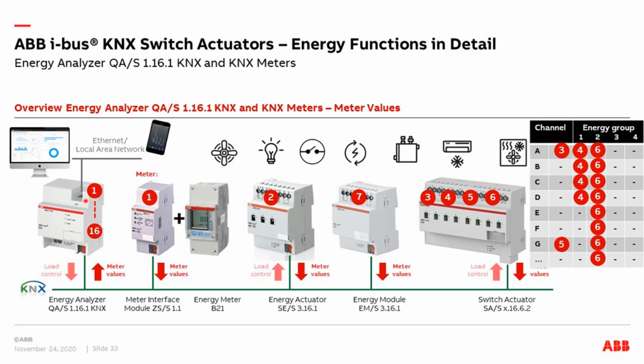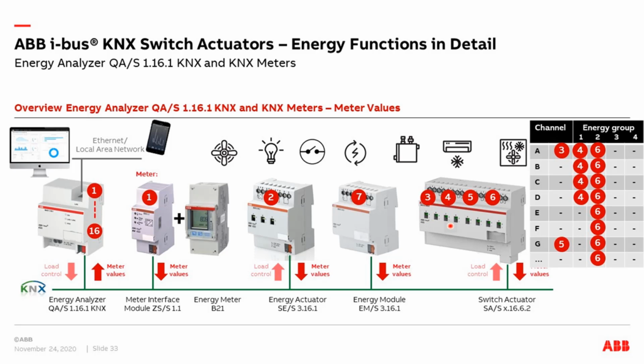So here is an example. Remember, the energy analyzer can listen to up to 16 meters. And in the ETS, I say, okay, my meter number 1 is, for example, my meter interface, ZSS. Meter number 2 is my energy actuator, and my energy module is, for example, my meter number 7. Then I come to the switch actuator. On the switch actuator, I can set that my channel A sends its meter values to meter number 3. So in the energy analyzer, I get all meter values of my channel A as meter number 3.